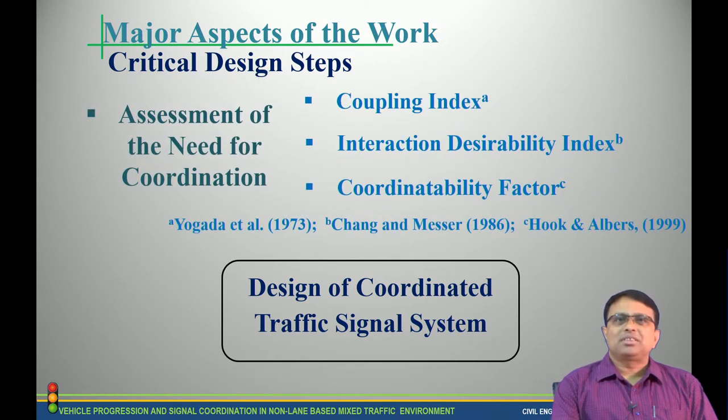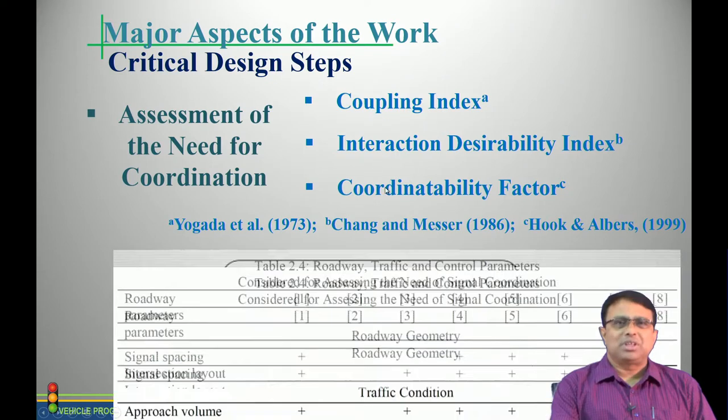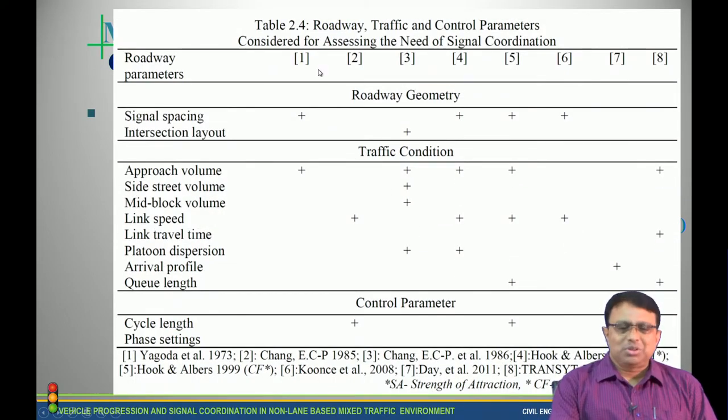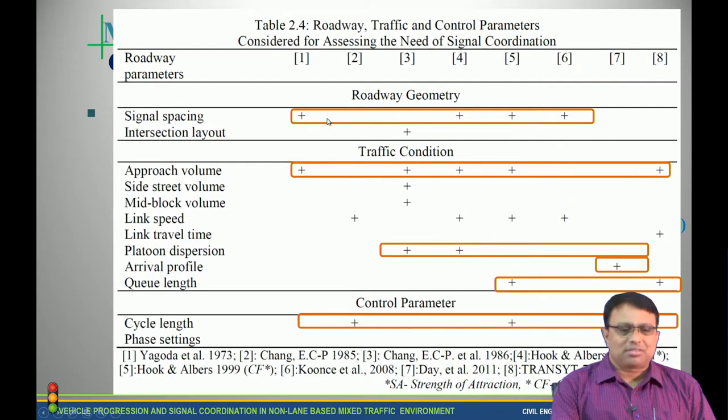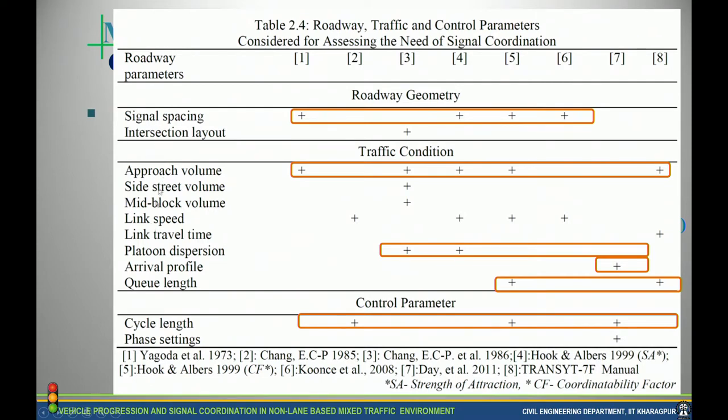Now, it is important to assess the need for coordination. Why do we go for coordination? There are already established works that tell us what you can use, starting from the coupling index to the interaction desirability index to the coordinability factor. Different researchers have suggested these, and we compared all these works: what roadway parameters and signal characteristics they took, and what they found could be effective in deciding whether signal coordination is important or not.